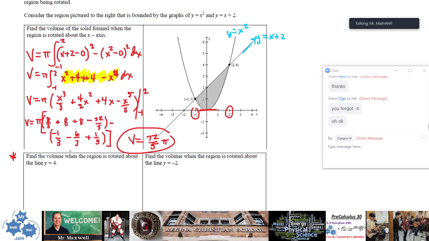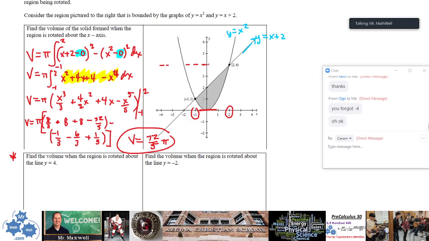Now this is where things change a bit. Find the volume of the revolved region, the solid of revolution, when the region is rotated about the line y equals 4. This is going to be really important when we subtract the axis that we're revolving around. So right now, here's y equals 4.